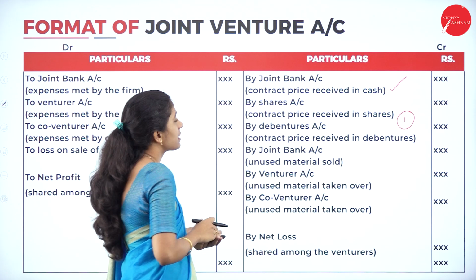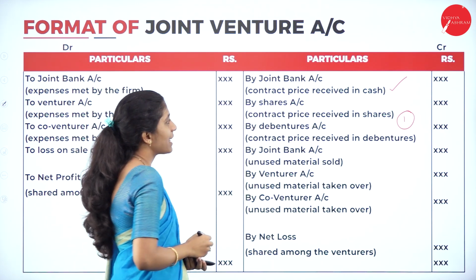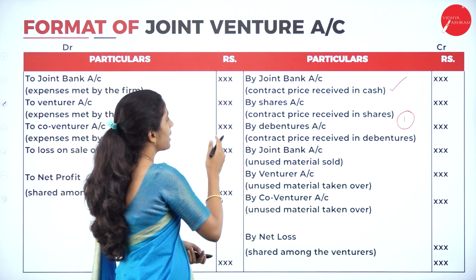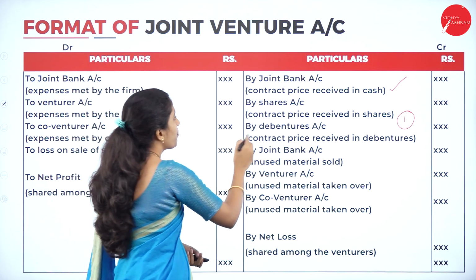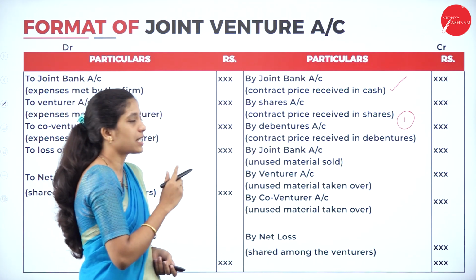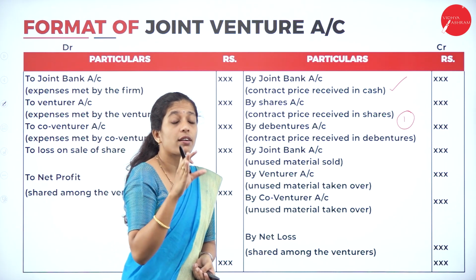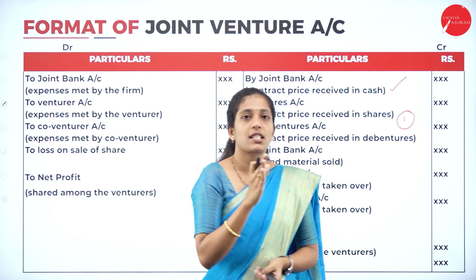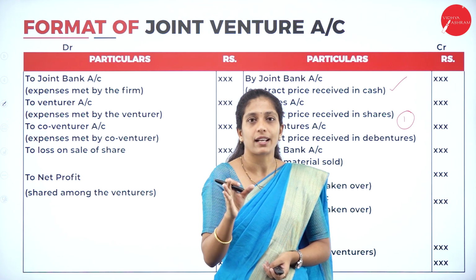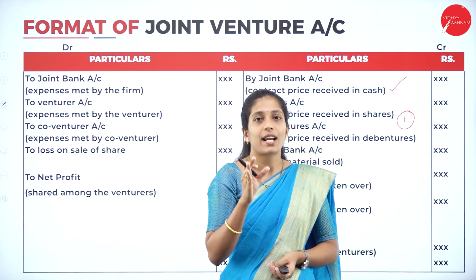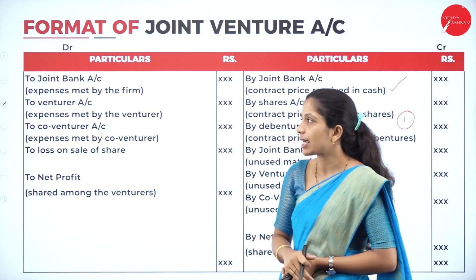In the same way, if it is received in shares, then how do you record? By shares account, contract price received in shares. And third, if the contract price is received in the form of debentures, then by debentures account, contract price received in debentures. So this is your first entry. First record the contract price received. If it is received in cash, by joint bank account, or if it is received in shares, you will write by shares account, or if it is received in the form of debentures, by debentures account.